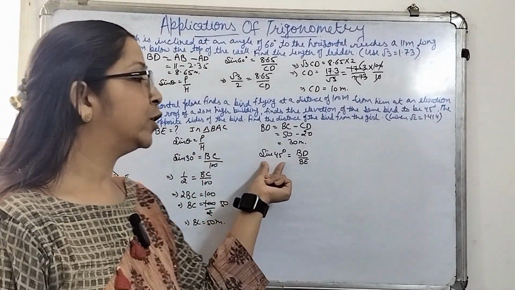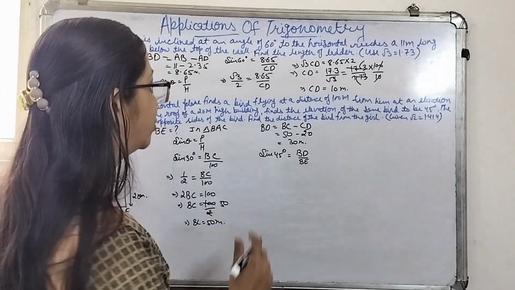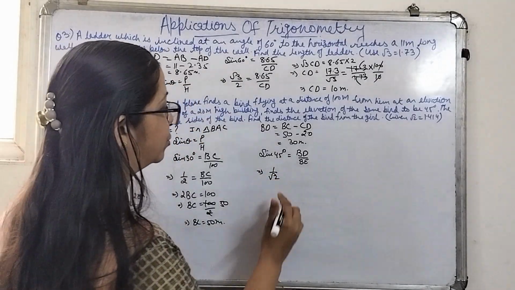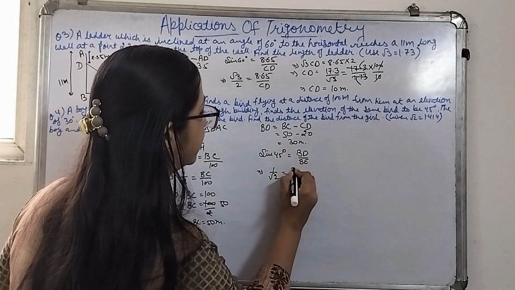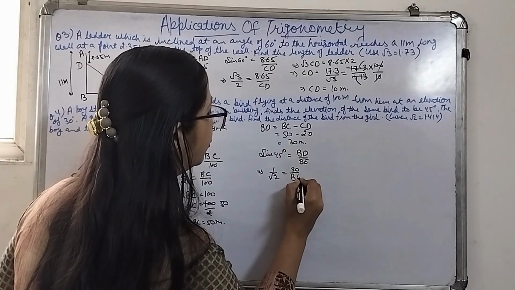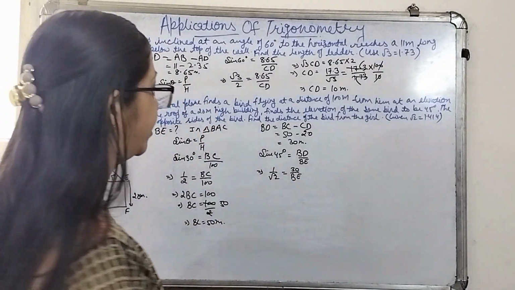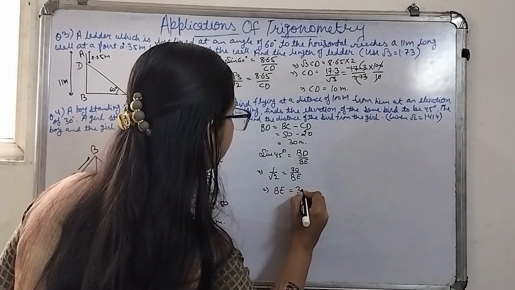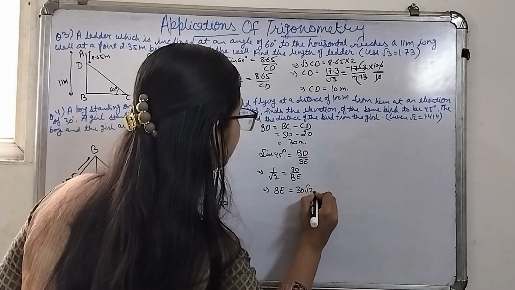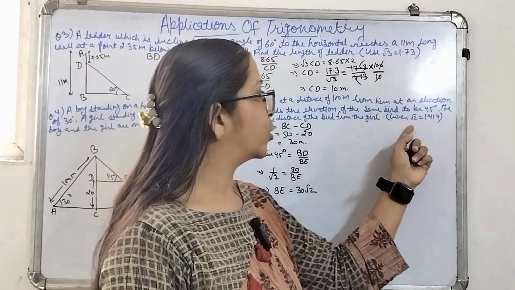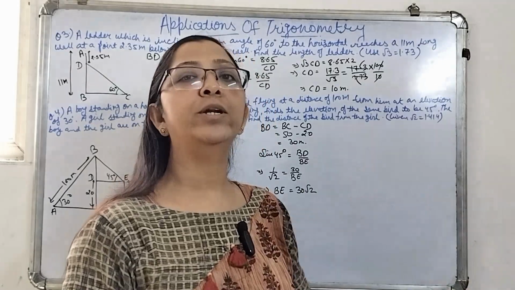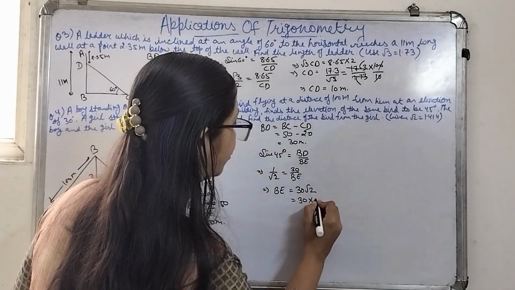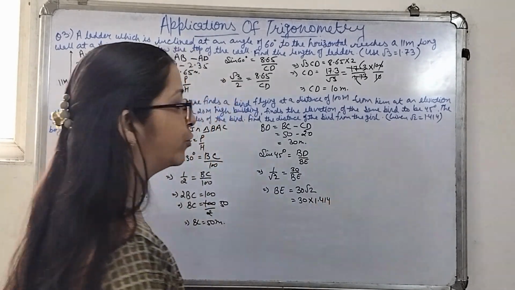We know that the value of sine 45 is 1 upon root 2. So we'll be keeping the value of sine 45 as 1 upon root 2. Value of BD is 30 and BE we need to find out. If we solve it further, BE will be 30 multiplied by root 2, that is 30 root 2. It is given in the question that we need to use root 2 equivalent to 1.414. So instead of root 2 we will be taking 1.414.